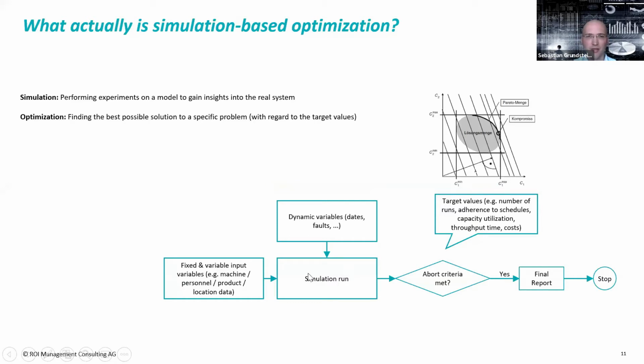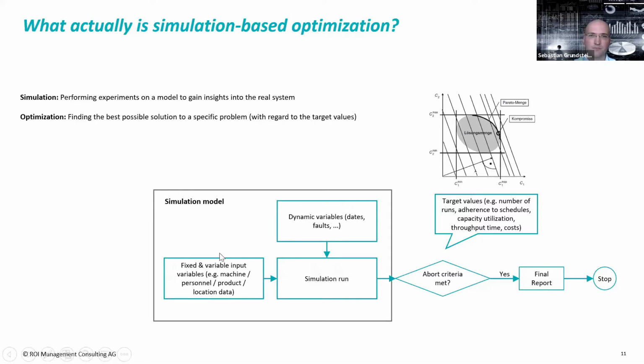How is it technical? Of course, we're talking about simulation runs. What do I need for that? I need, on the one hand, fixed variables. For example, if I want to simulate a factory, I have to model the machine, the personnel, the orders, and so on. These may be fixed input variables, and then we have dynamic variables, faults, downtimes, and so on, that follow a certain distribution. This is my simulation model. So I will do a large number of simulation runs. And for example, after a certain number of runs, or if a certain value is reached, then I end the simulation and have a report. This is what we usually do when we talk about simulation.